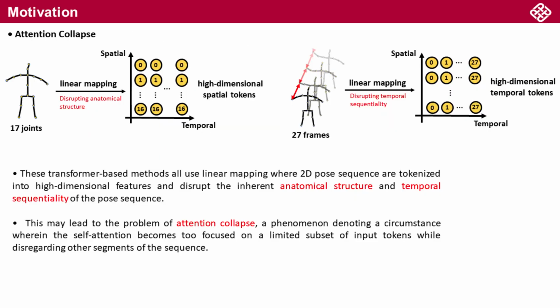These transformer-based methods all use linear mapping, where 2D pose sequences are tokenized into high-dimensional features and disrupt the inherent anatomical structure and temporal sequentiality of the pose sequence. This may lead to the problem of attention collapse, a phenomenon denoting a circumstance wherein the self-attention becomes too focused on a limited subset of input tokens while disregarding other segments of the sequence.